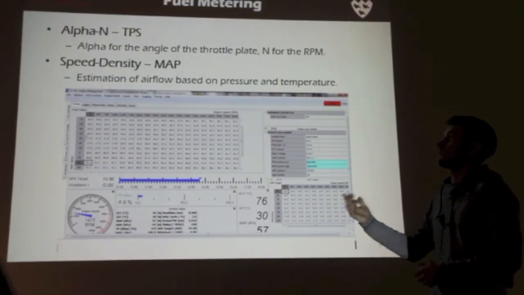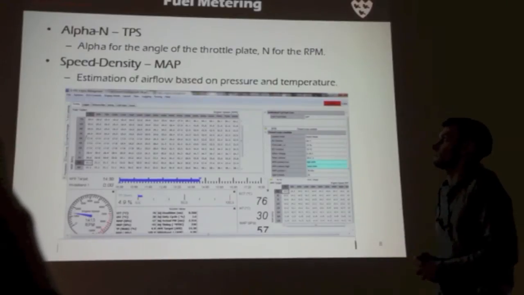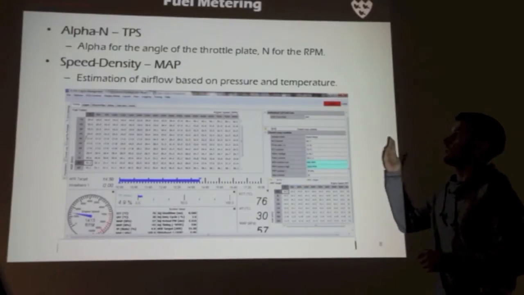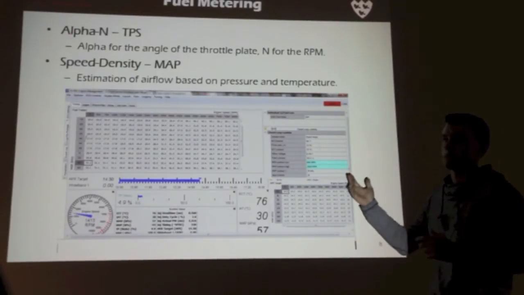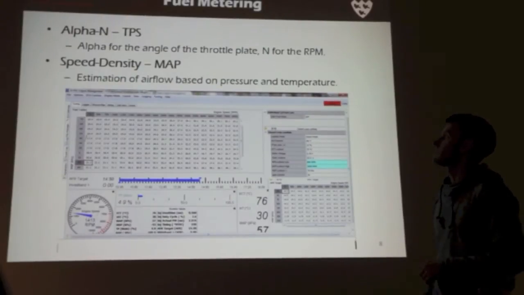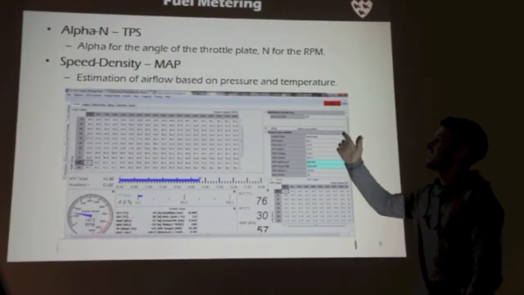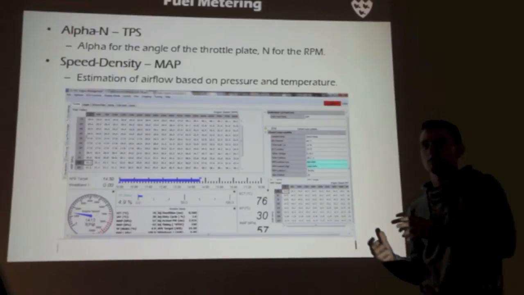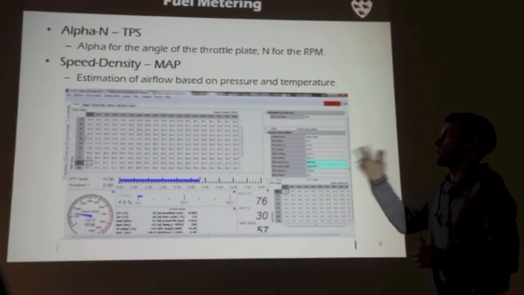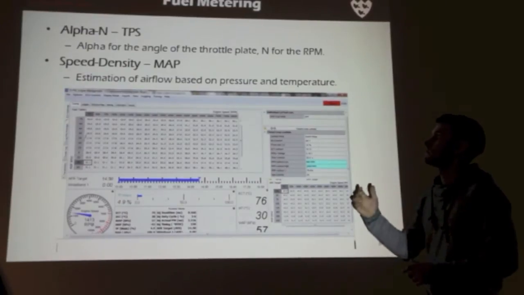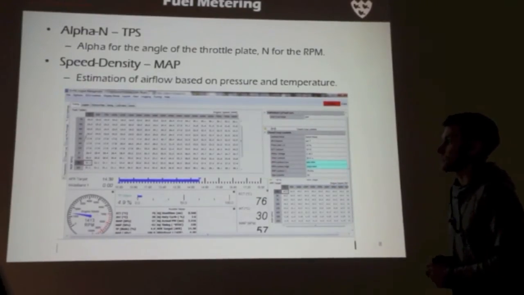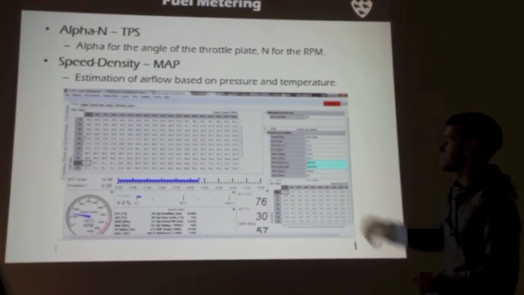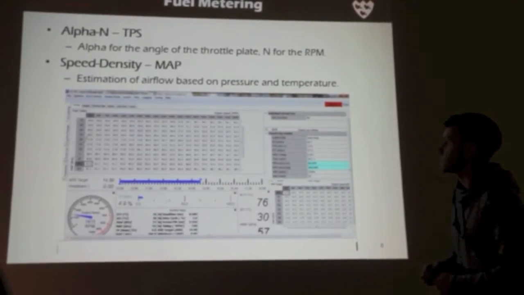Alpha-N: the alpha part is the angle of the throttle plate, and N is the RPM, or revolutions per minute, of the engine. Speed density is an estimation, using the ideal gas law, of the airflow based on pressure and temperature. We use alpha-N, so I'll focus on that for the most part. This is a snapshot of an ECU interface, but it's not from our engine. I just pulled it off the internet.